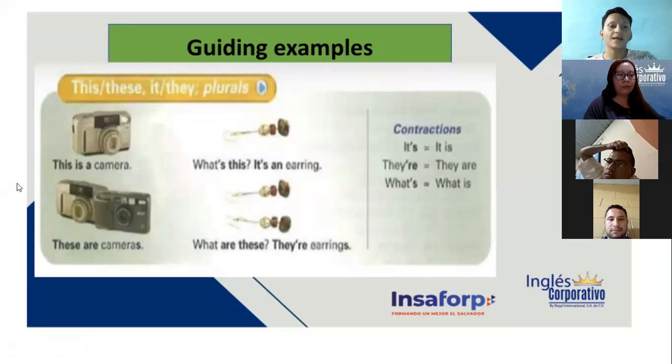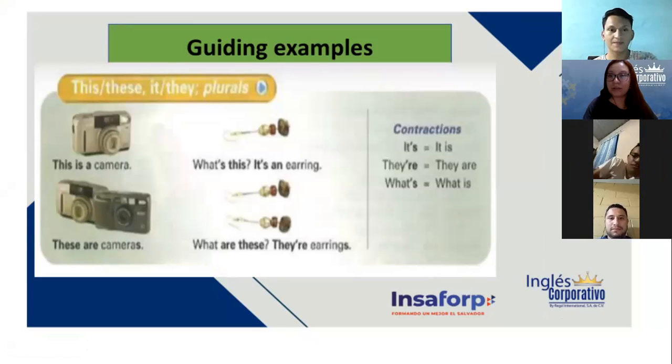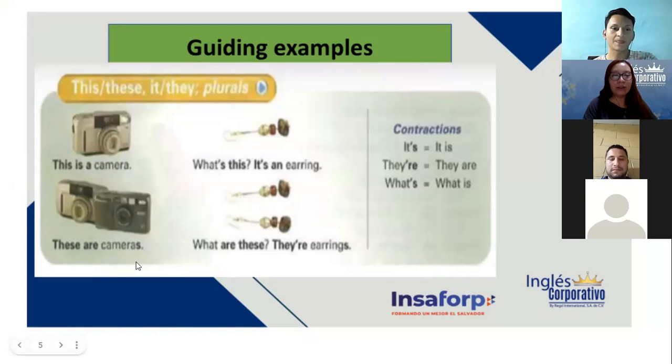Ok. These are cameras. These are cameras, exactly. Si estuvieran lejos de usted, ¿cómo lo diría? Are they? They are cameras. They are. They are cameras, exactly. Thank you. And number 4, please.